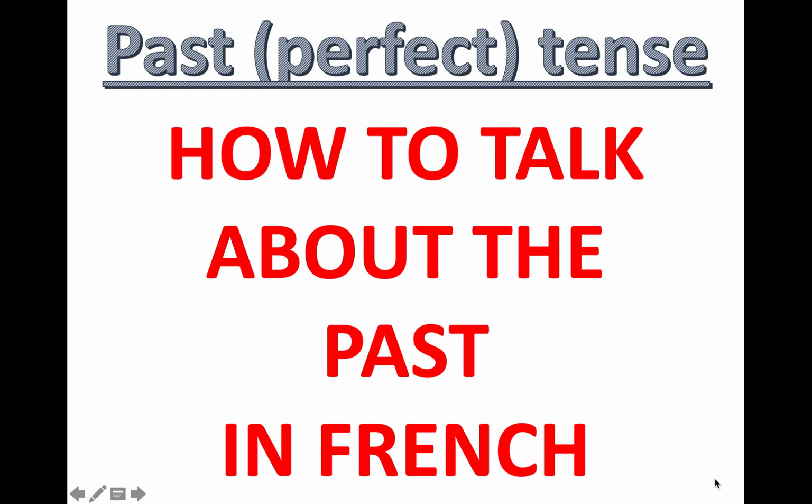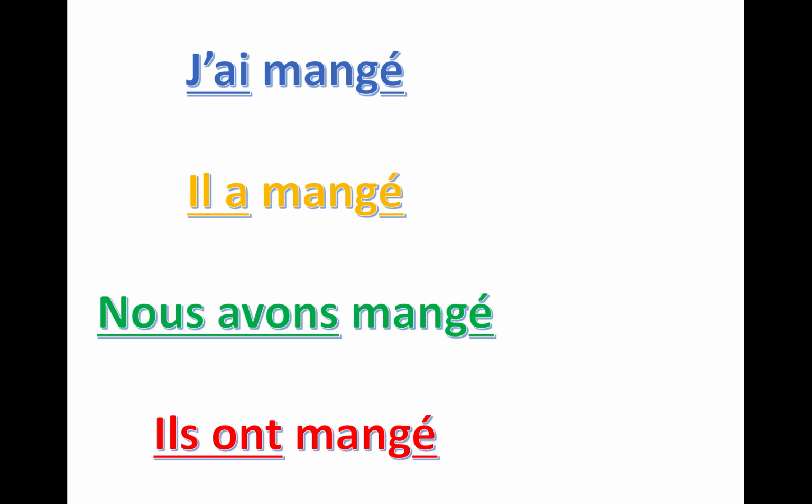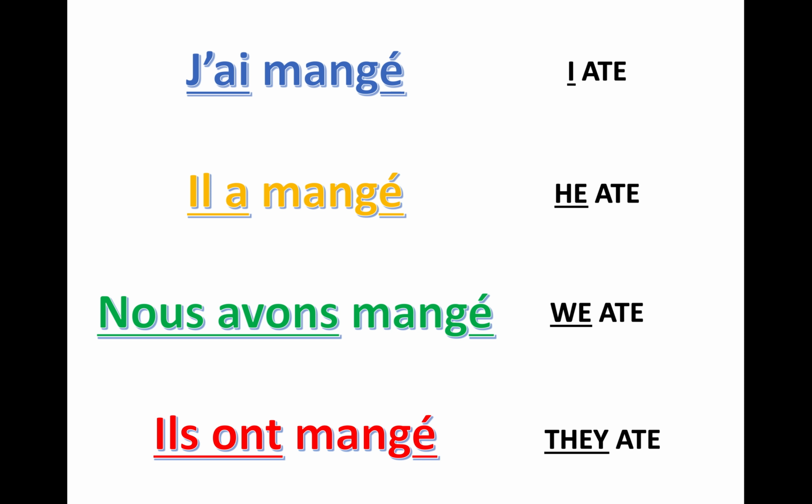This video is going to tell you how to talk about the past in French, how to use the past tense, or as we call it, the perfect tense. You've seen this before. Here's a few examples. J'ai mangé, il a mangé, nous avons mangé, and ils ont mangé. I ate, he ate, we ate, and they ate.